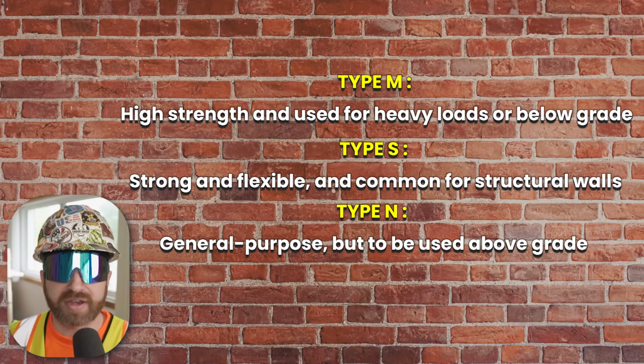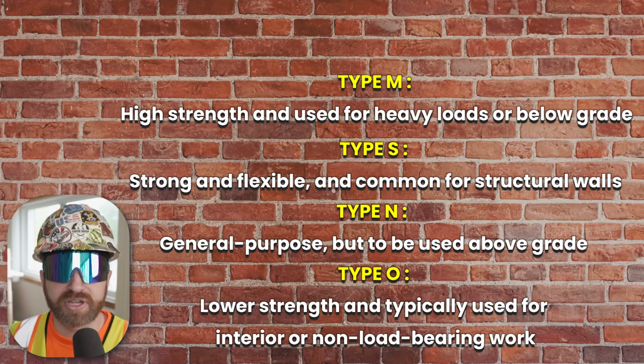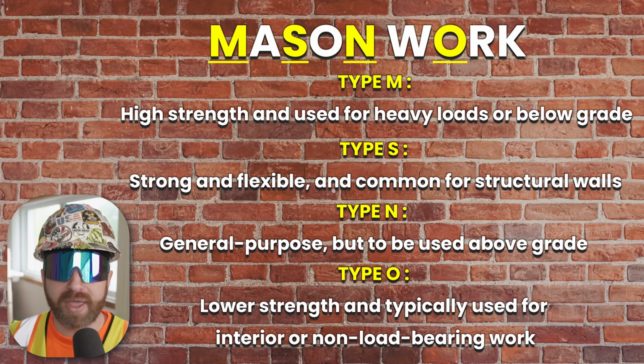After that, we've got type N, which serves as a general purpose mortar, but to be used above grade. And then finally, we have type O, which is lower strength and typically used for interior or non-load bearing work. Now, if you need help remembering these different types of mortars, just remember "mason work." Pretty clever.